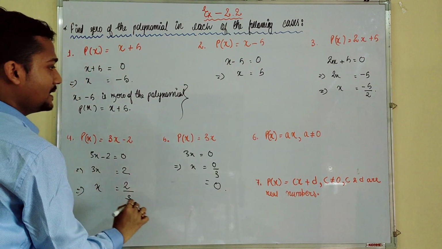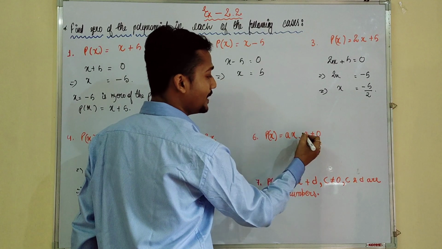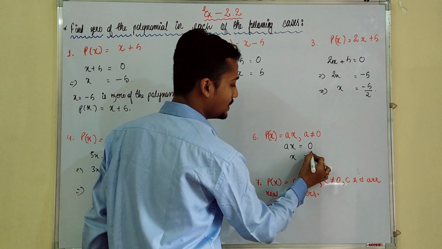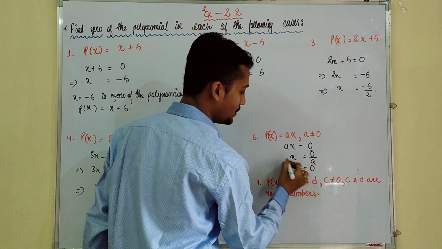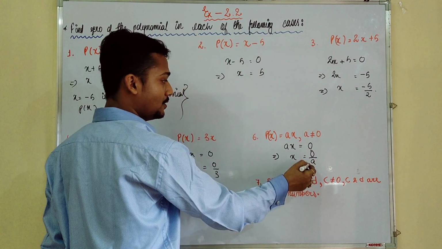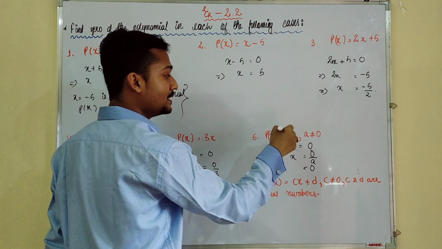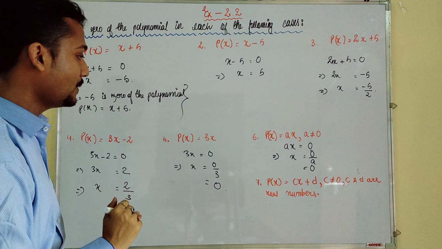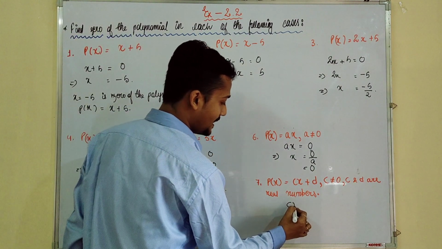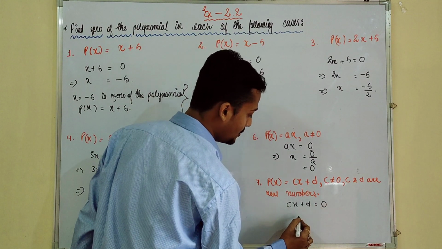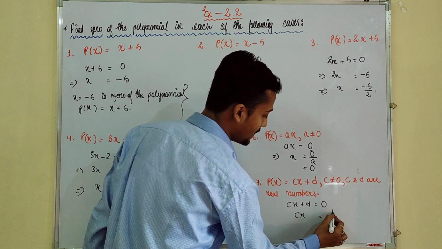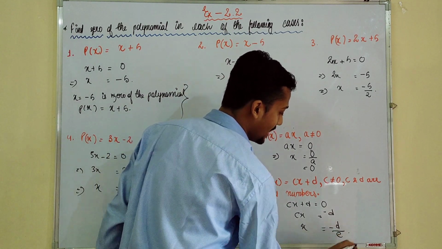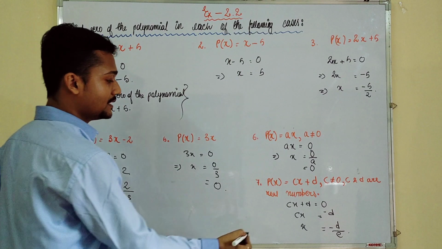So the next one is p(x) is equal to ax, where a is not equal to 0. So what we will take? ax is equal to 0. x is equal to 0 by a is equal to 0. That means if we take x equal to 0, then a into x will be 0. That means x equal to 0 is 0 of the polynomial p(x) is equal to ax. Last, cx plus d is equal to 0, then cx is equal to minus d, isn't it? Then x will be equal to what? Minus d by c. I hope you are clear with this part, isn't it?